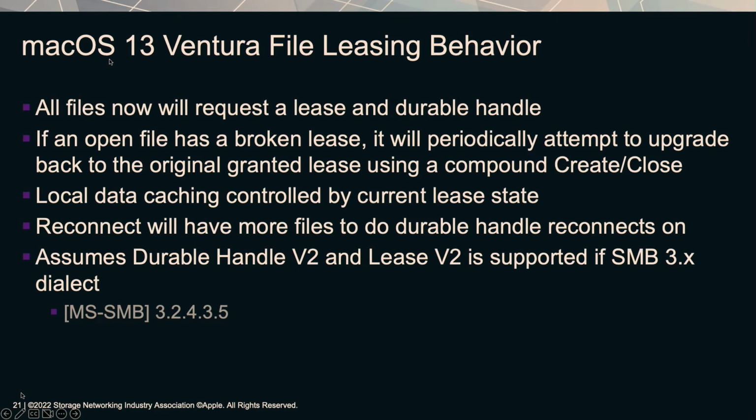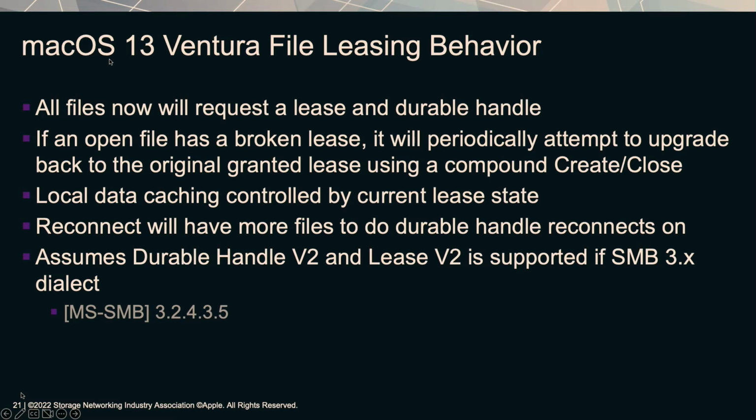So, macOS 13 Ventura. It's in public beta right now, so this is stuff coming soon. All files now will request a lease and a durable handle. And if we actually get a lease break, the client will periodically attempt to upgrade back to their original lease state, and it'll do so using a compound create close. The local data caching is now actually controlled by what our current lease state is.